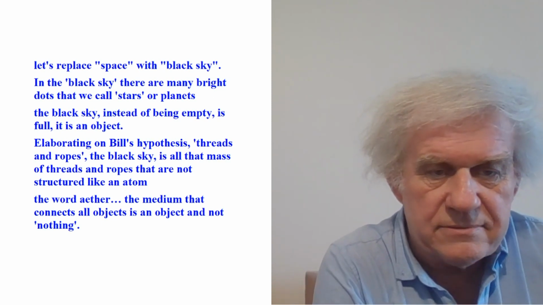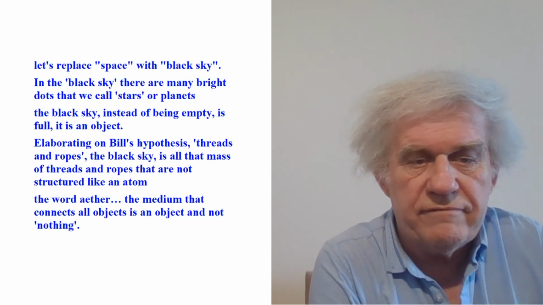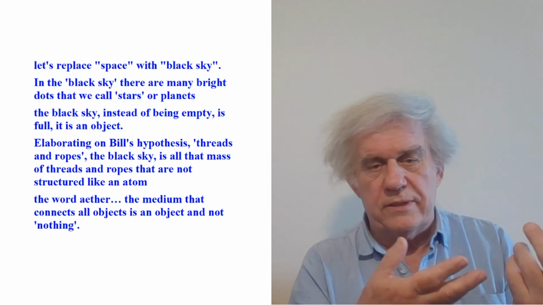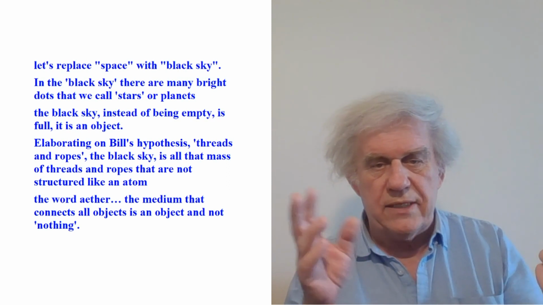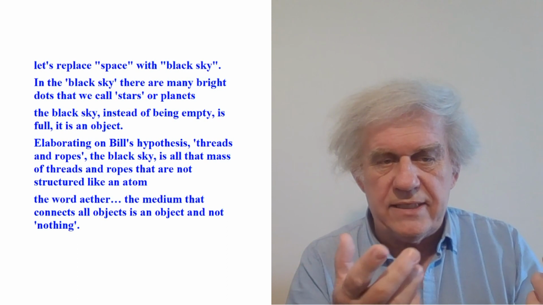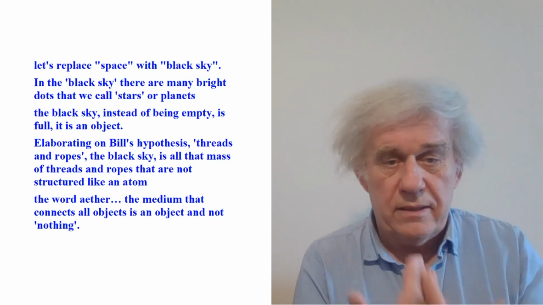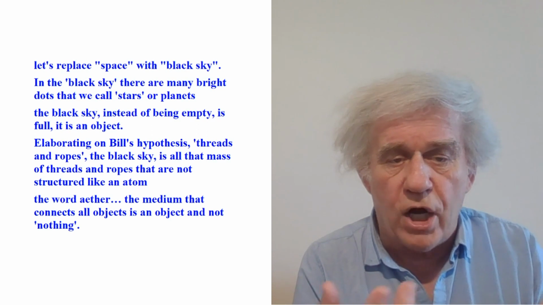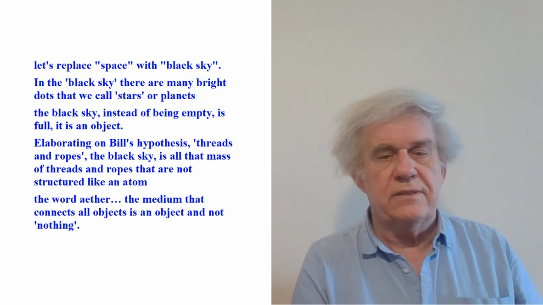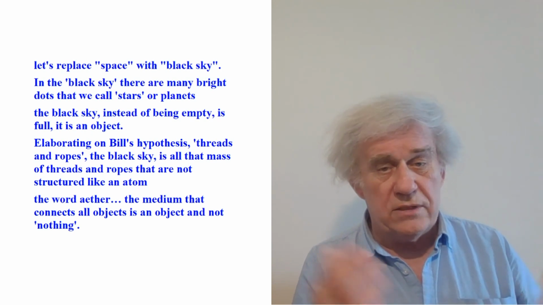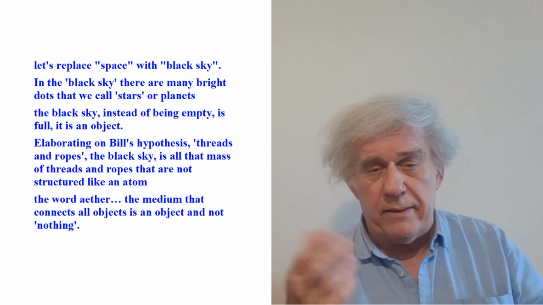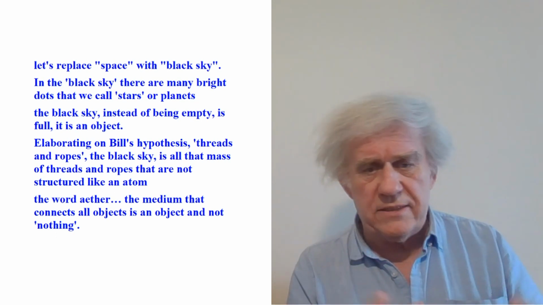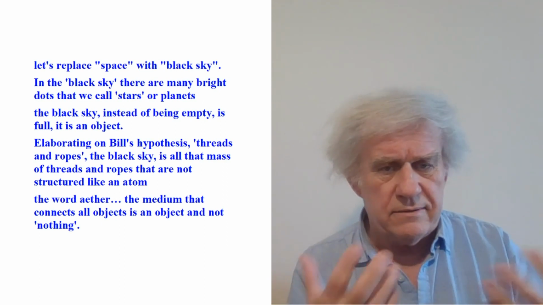Elaborating on Bill's hypothesis, threads and ropes, the black sky is all that mass of threads and ropes that are not structured like an atom. So he's saying you have the atoms, right? That's what we call matter. And we have the rope, which everybody calls energy, the vibration of the ropes, frequency times wavelength, right? And he's saying that these ropes, they form this backdrop, and he says it's the ether, okay? The word ether, the medium that connects all objects, is an object and not nothing. Okay, so he's saying that ether is an object because ether is all those ropes. Maybe he includes the atom, maybe he doesn't, but I think that's irrelevant. But at least the ropes are included, right? And saying all the ropes, that's the same thing as space, and that's the same thing as ether. It's all one shebang, same thing.